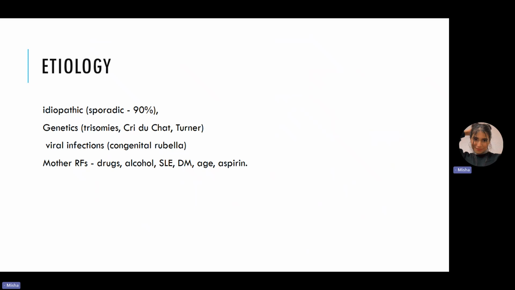So obviously, etiology is the most important thing. You need to know the etiology. They can be idiopathic, genetic, viral infections, or maternal risk factors can be present. Now, when we're talking about a congenital heart defect, most common childhood diseases occur from the third to the eighth gestational week. And we are actually classifying these diseases according to the blood flow.